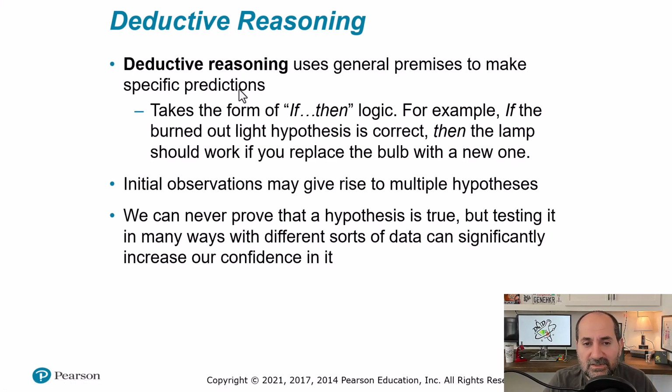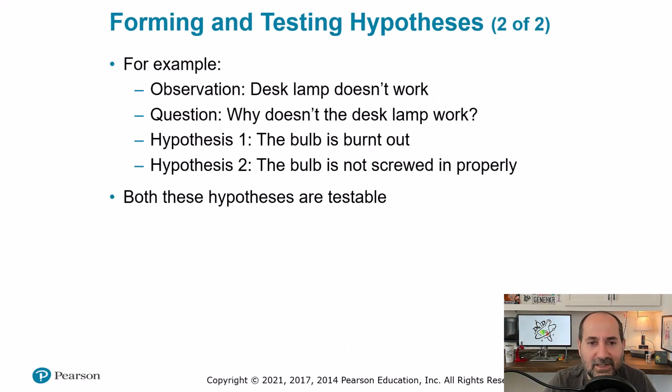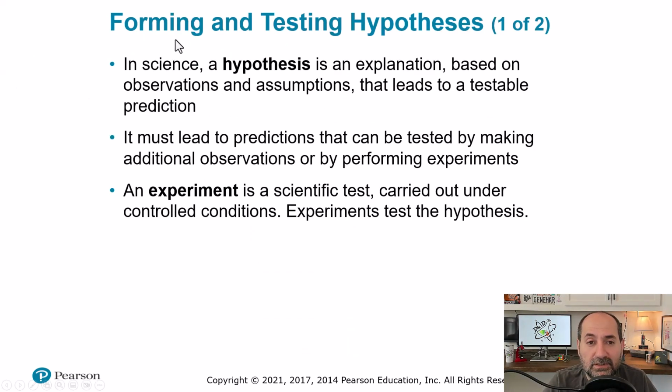One starts with specific and gets more broad. One starts with broad and gets more specific. So please know the difference between the two types. Next, very important, know what a hypothesis is. Do you remember? A hypothesis is an explanation to a scientific question. It's based on observations and assumptions, and it needs to be testable.